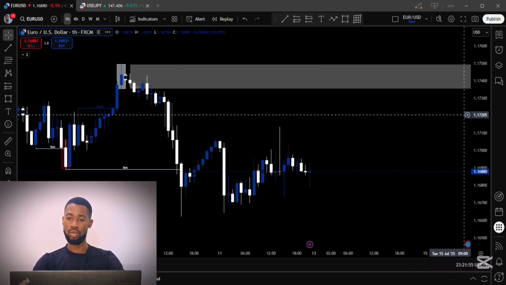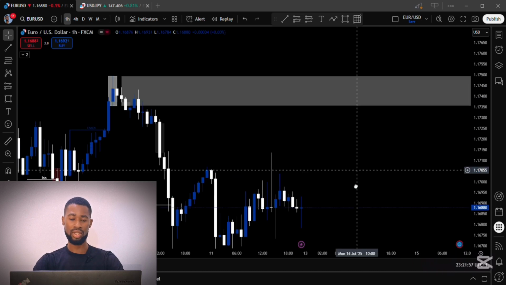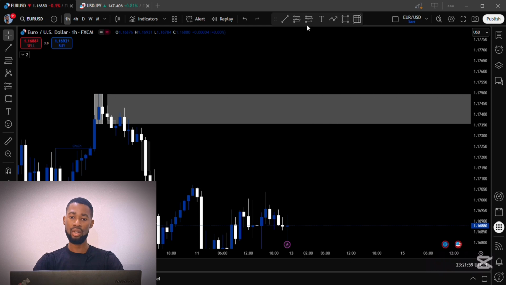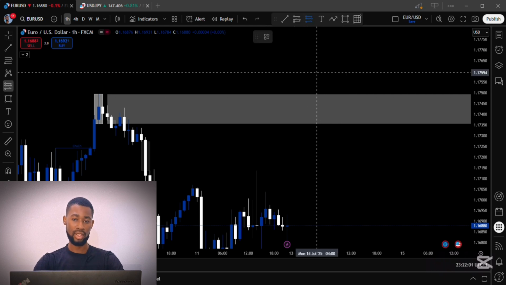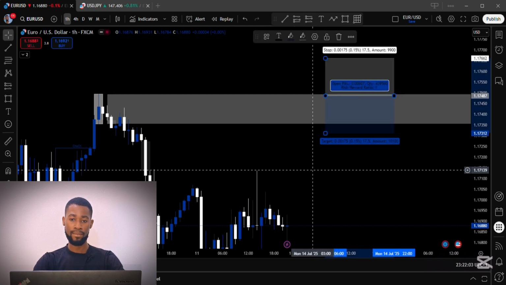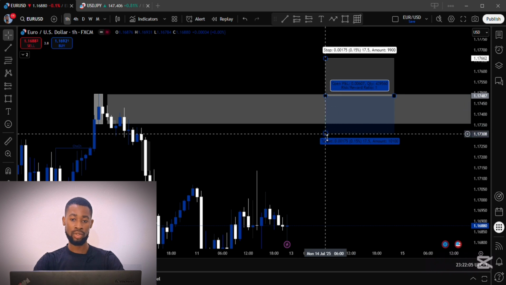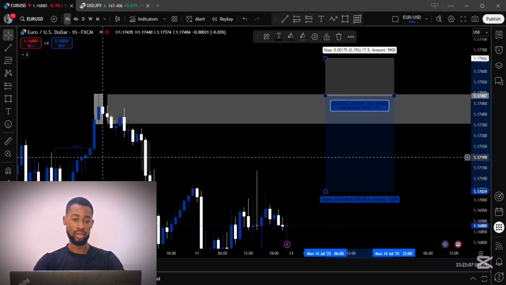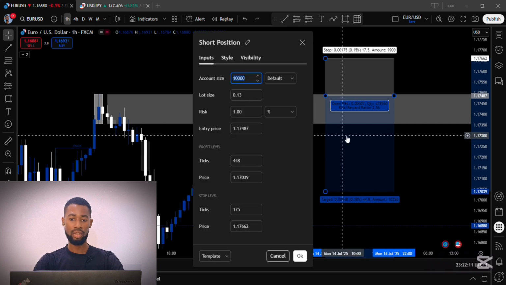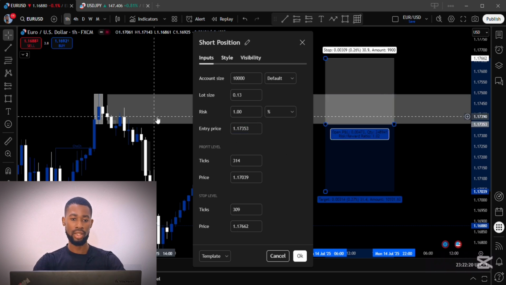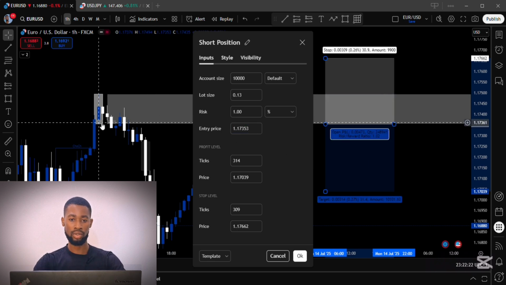So what do you do at this point? What do I do at this point? It's very clear. All I need to do is set my limit order like this. Yes, so my entry is going to be at the beginning of this order block, which is 1.17353. So entry 1.17353. Yes, and then what's the stop loss? 1.17494.